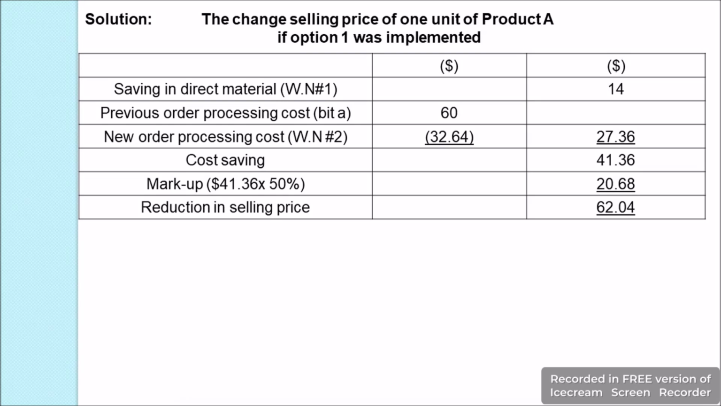So that means previously, when option 1 was not implemented, our selling price was $563.40. Now after implementing option 1, this will be reduced by $62.04. So the selling price if option 1 is implemented will be $501.36.